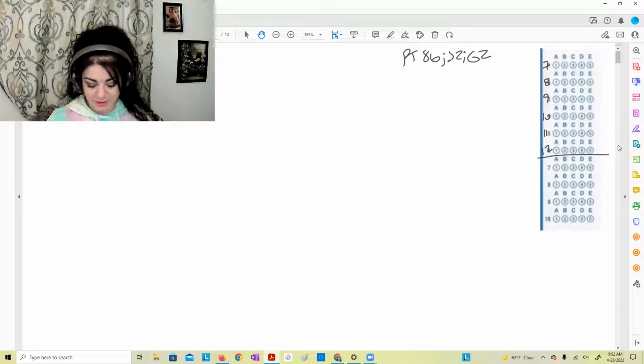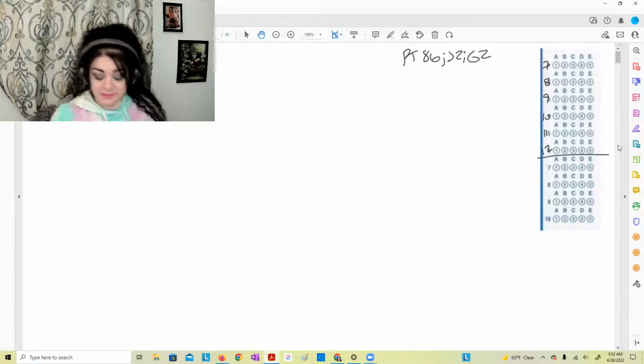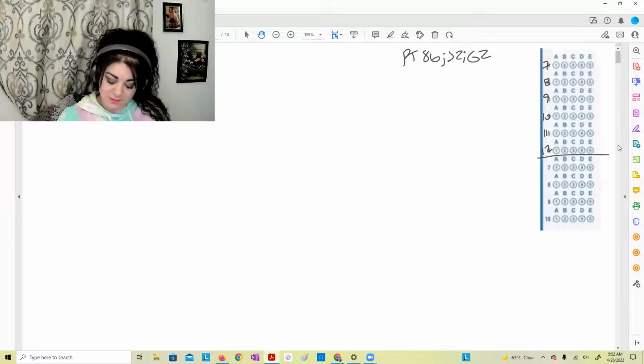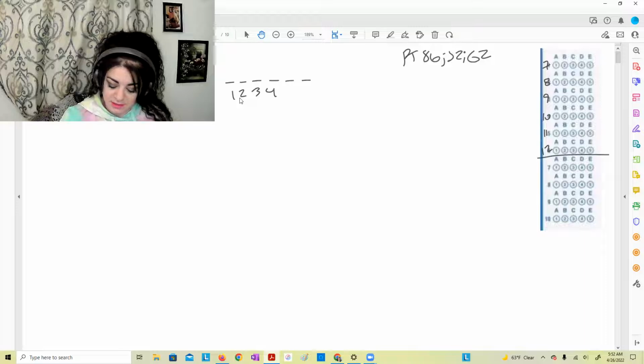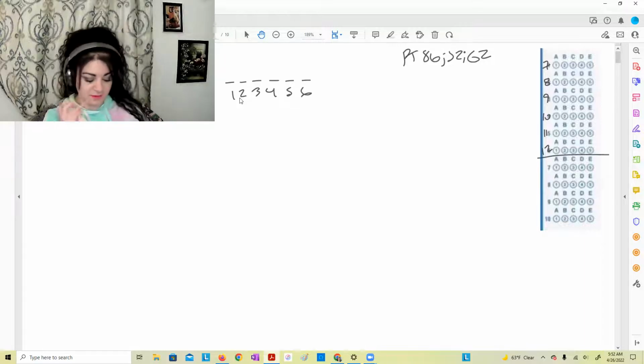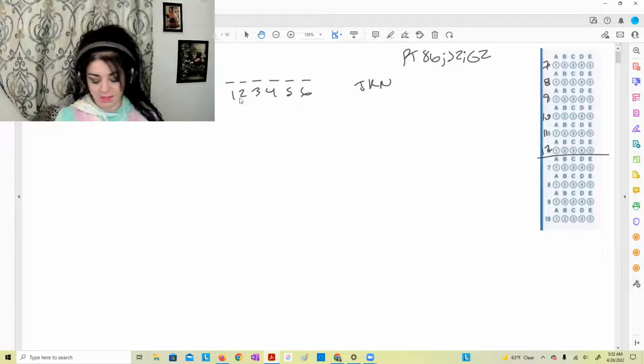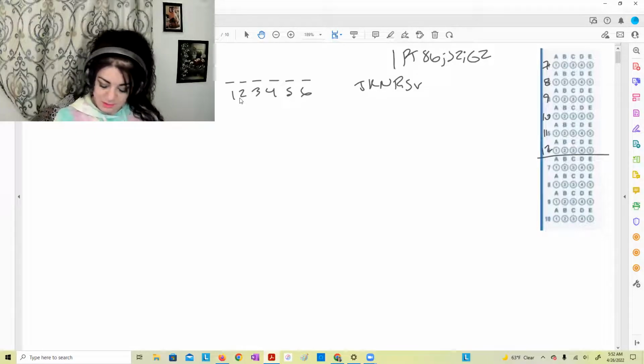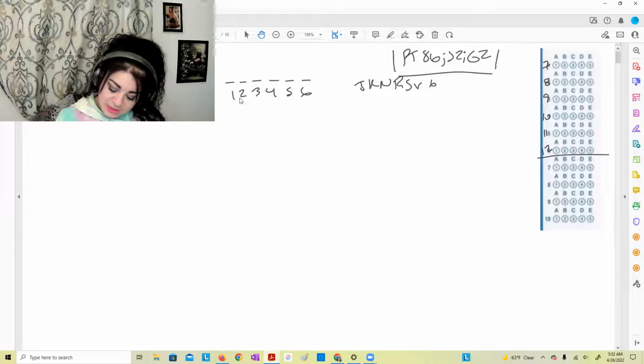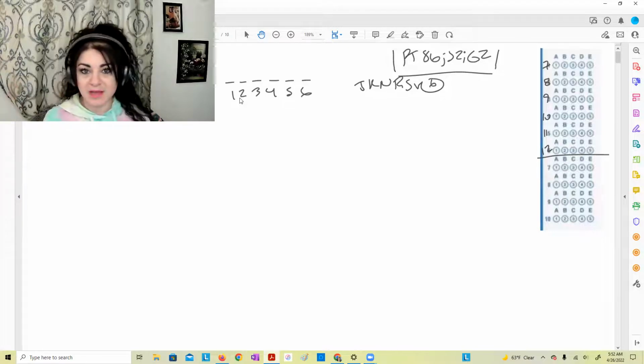So what we have here is an ordering game with 6 variables. So I'm going to create my base, which is 1, 2, 3, 4, 5, 6. And then my variables, we'll call those J, K, N, R, S, and V. So this is a 1-to-1 distribution. Every available spot is going to get 1 variable. Every variable gets assigned once.